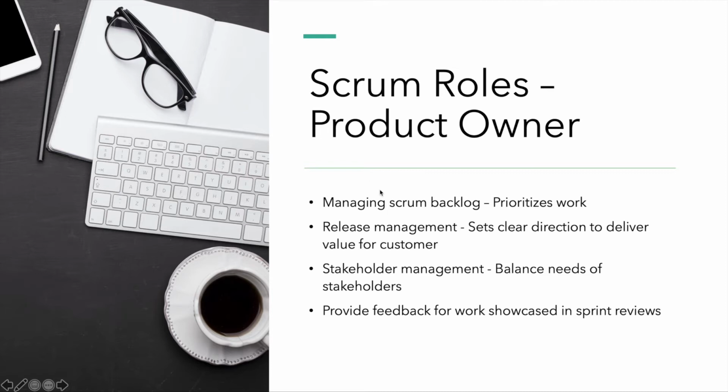So what we have is a product backlog, which is the whole list of work items for the product, and a product owner could prioritize work and pick some of the items into a Scrum backlog. The next important role is release management. The product owner has a clear direction of where the project is heading. He or she has the roadmap and knows how best to deliver value for the customer.